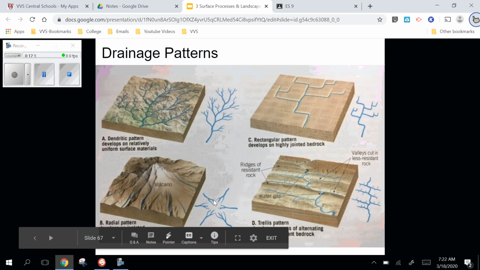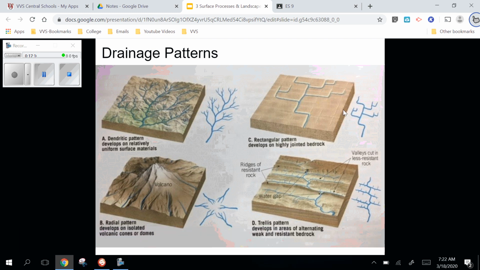Right? And there's a bunch of different patterns depending on what the ground looks like. So all you really have to do is match the shape of the indentations in the ground to the water, and that's going to give you what the shape of the drainage or the rivers are going to look like in any particular area.